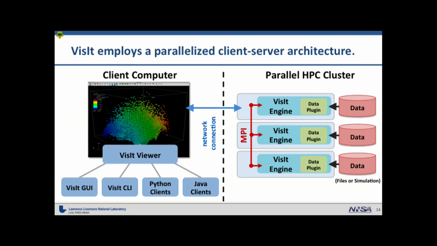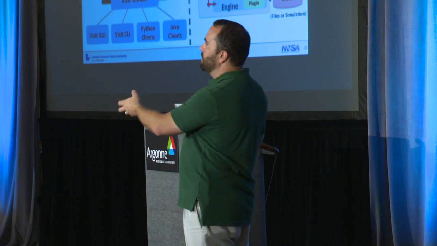So VisIt scales up and it can run in parallel. How does it do that? It uses a client-server architecture. This gives you an understanding of how that works. The VisIt viewer coordinates everything, and that can be run locally on your desktop. And there's various clients to this, one of them being the GUI, one of them being our Python command line interface. And that viewer can talk to a parallel engine, a parallel resource that's running on a remote HPC cluster. So the engine can pull in all the data, the engine can parallel process everything with MPI, and it can do scalable rendering and all those things.